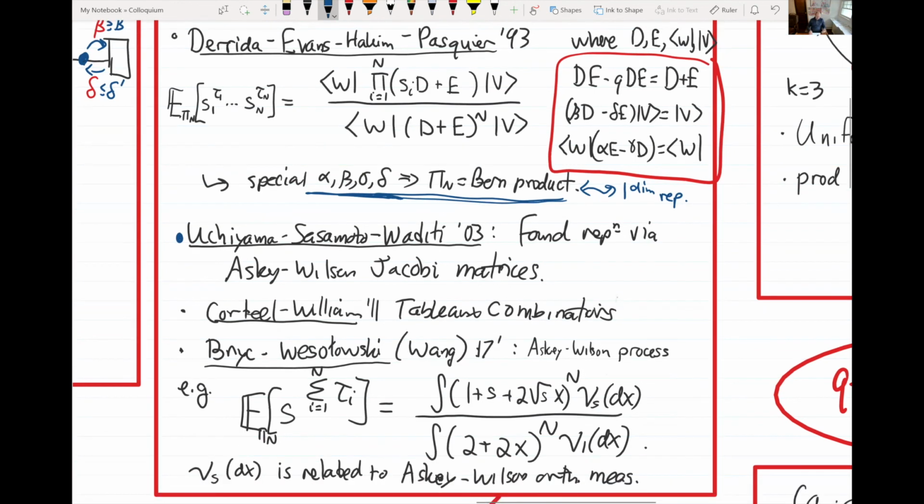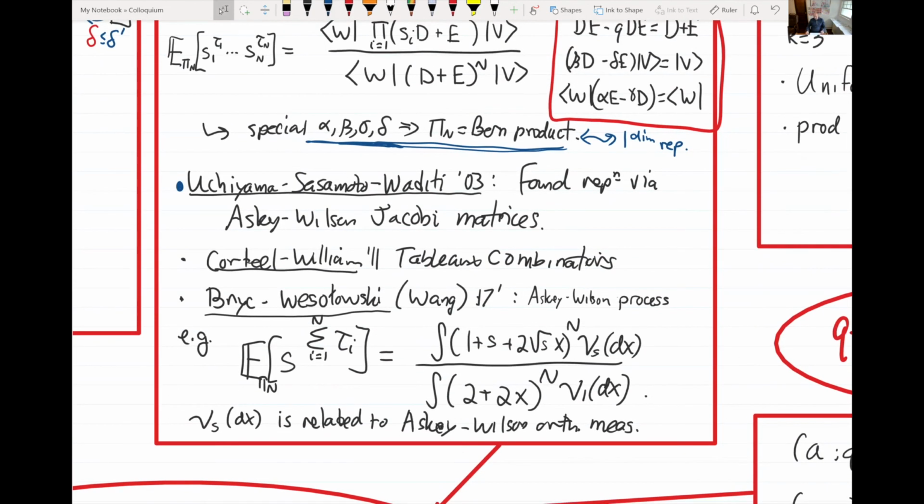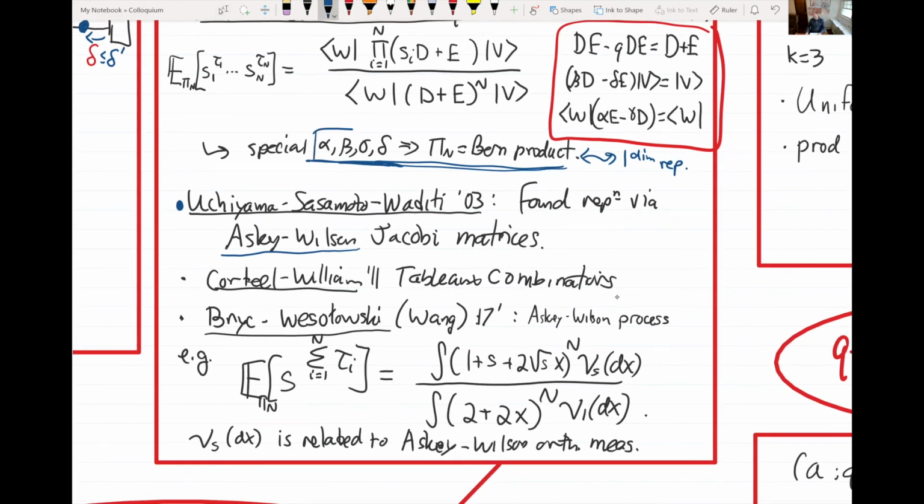Depending on the representations you can find, you can do stuff. So Uchiyama, Sasamoto, Wadati found a nice representation in terms of Askey-Wilson Jacobi matrices. This maybe isn't so surprising if you think about that Askey-Wilson depends on 4 parameters and q. Maybe the two are somehow related. There's another representation, in terms of tableau combinatorics, much more complicated, that Corteel and Williams found. And most recently, Bryc and Wesołowski found a representation for this invariant measure in terms of something they called Askey-Wilson processes. I'd love to tell you more about it, but obviously time is running out.